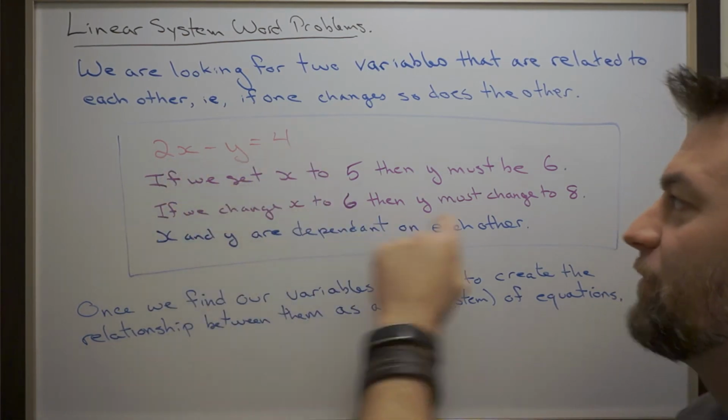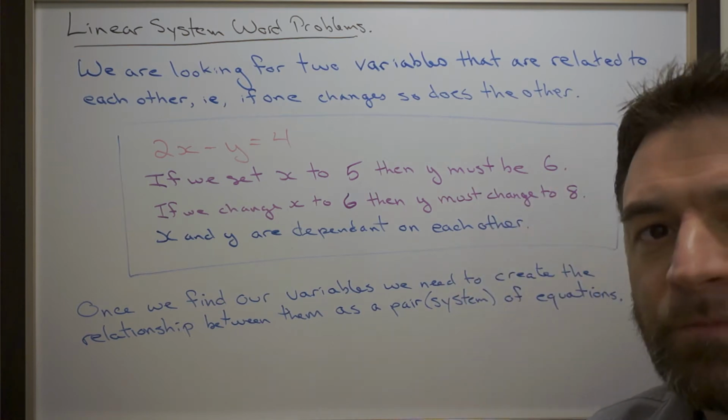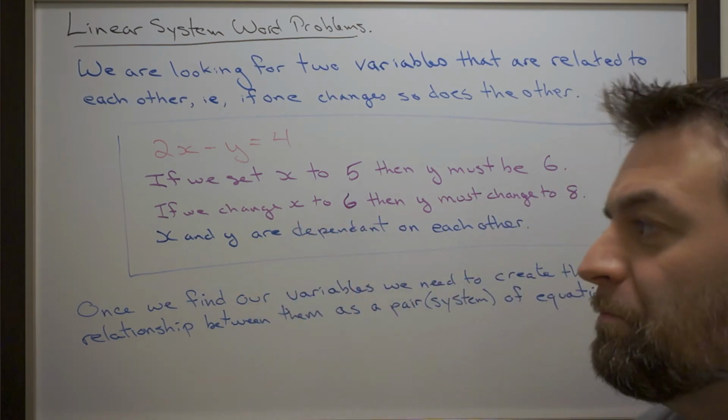If we set x equal to 5 in this equation, we have 10 minus something is 4. Well, that something must be 6, so y must be 6 in that situation. You can work out the algebra on your own.